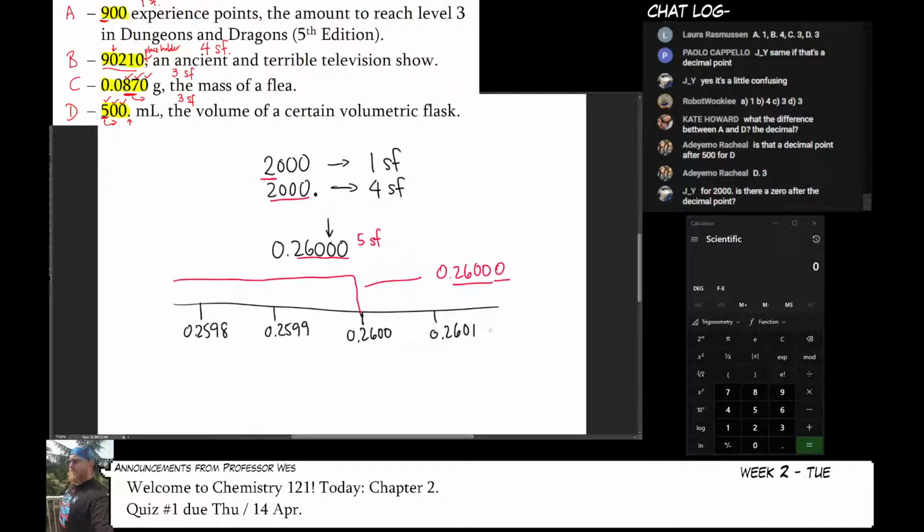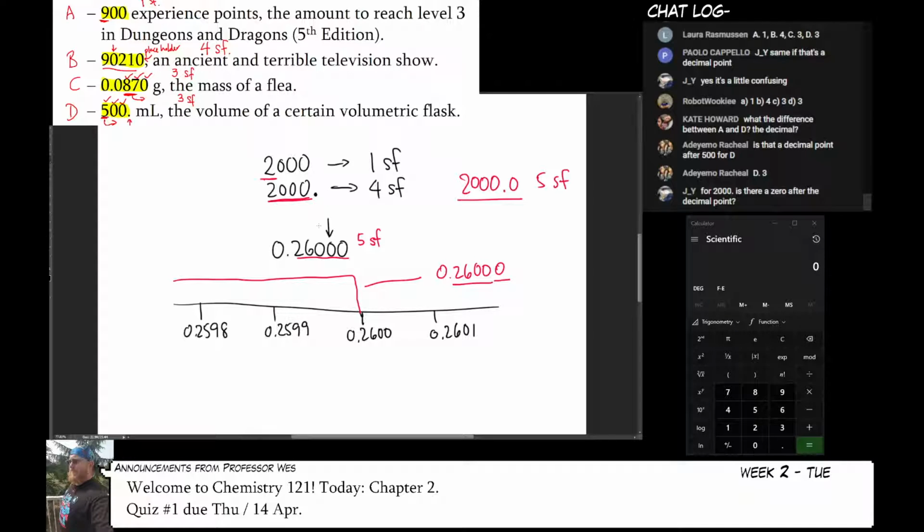Is there a 0 after the decimal point? Not unless it's written, so be careful. For 2000 dot, there is no 0 after the decimal point. If there was, I would have written this. And then I'd have more sig figs, right? Those are different measurements. The tool made to generate this measurement is better than the tool made to measure this one.